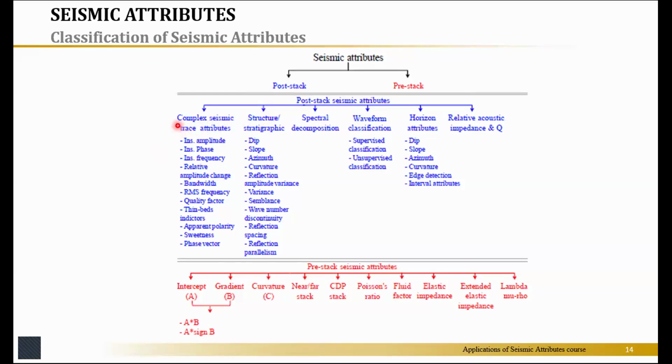And this post-stack is subcategorized into complex trace attributes, structural and stratigraphic attributes. I mean structural and stratigraphic attributes that can yield structural elements and stratigraphic elements. Okay, also spectral decomposition and waveform classification, horizon attributes, and also relative acoustic impedance attributes.